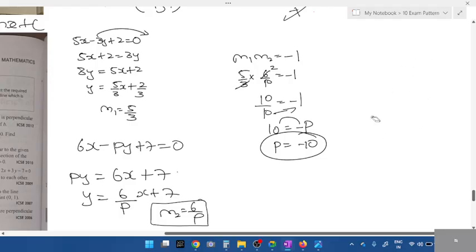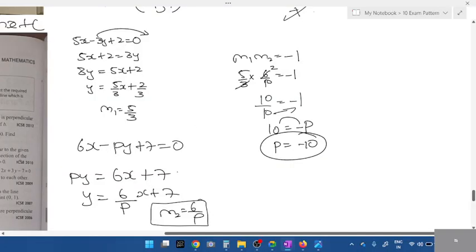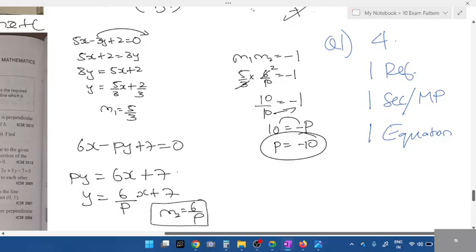You'll have one reflection, one section midpoint, one equation of a straight line in one single question. Okay, I'll tell you. We'll do one question related to that. You'll have one reflection question, one section or midpoint, one equation of a line question. All put together, you'll have one single question for 4 marks.